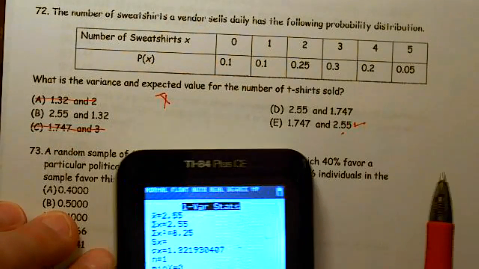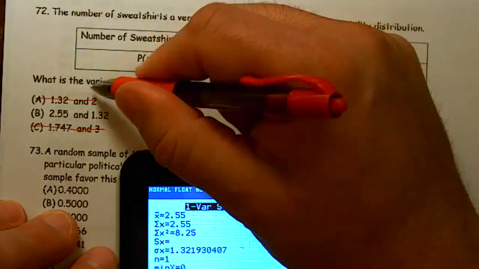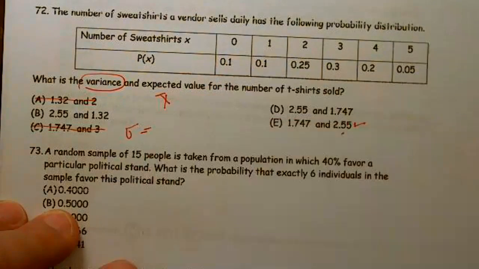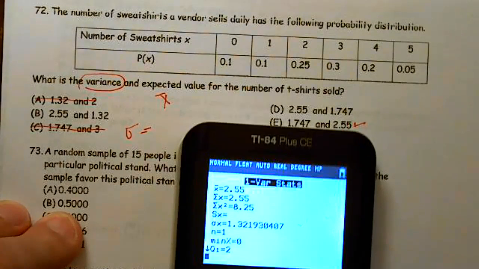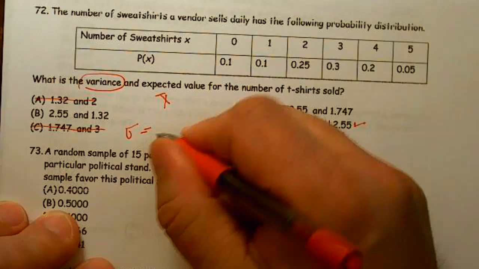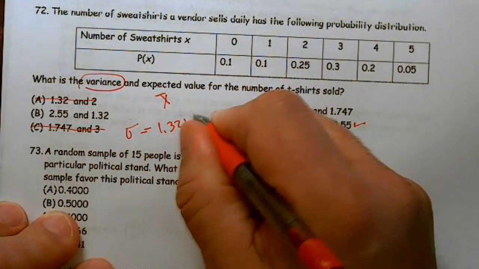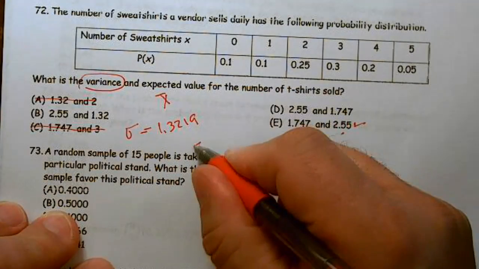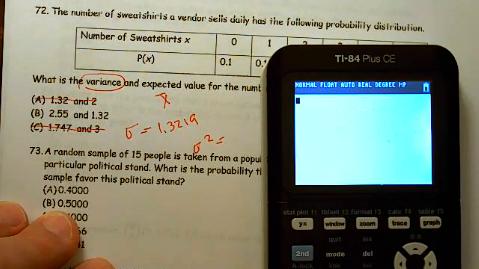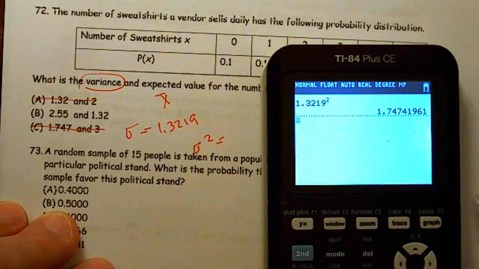Let's go ahead and check out our variance. So please note it asks for variance. The calculator gives you standard deviation, and it tells you our standard deviation this time happens to be 1.32. 1.3219. So we need to square that in order to get variance. So second quit, 1.3219. I'm going to go ahead and square it. And I get a variance of 1.747.